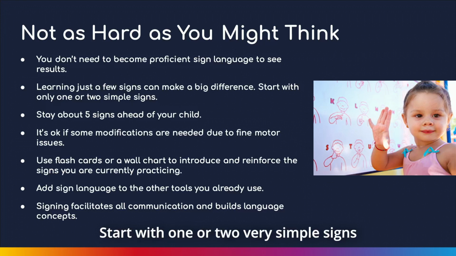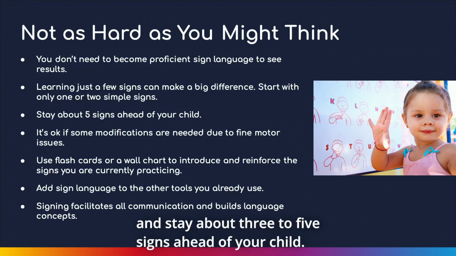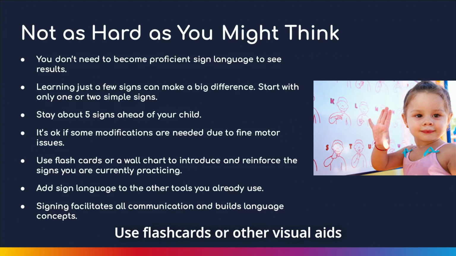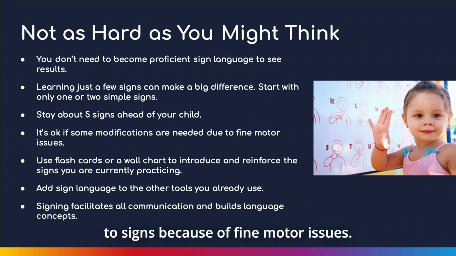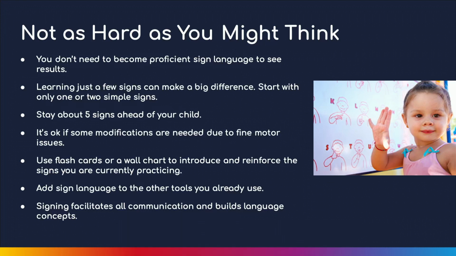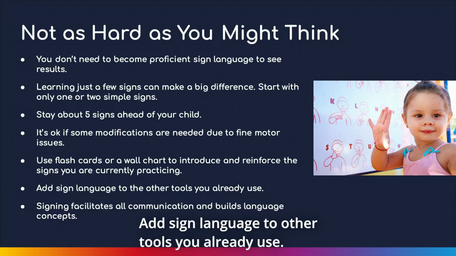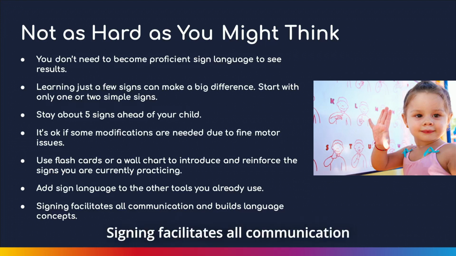Start with 1 or 2 very simple signs and stay about 3 to 5 signs ahead of your child. Use flashcards or other visual aids like a wall chart to introduce and reinforce the signs that you're currently practicing. It's okay if some modifications need to be made to signs because of fine motor issues. Add sign language to other tools you already use. Signing facilitates all communication and builds language concepts.